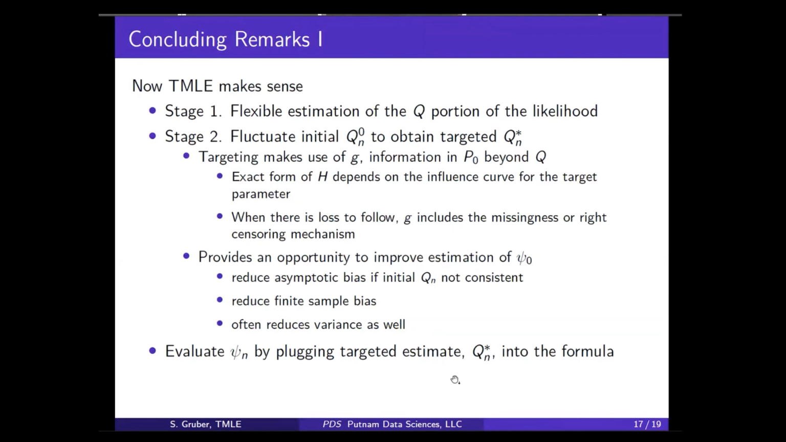And then the other thing I want you to know is, after you have this targeted estimate Qn star, you're going to evaluate psi by just plugging it into the formula for the ATE, the formula for the odds ratio, the formula for the risk difference, the formula for the hazard ratio, the formula for whatever it is you want to estimate, the ATT. There's going to be a formula for it, and you'll plug it in. So that's why TMLE is sometimes called a plug-in or a substitution estimator.